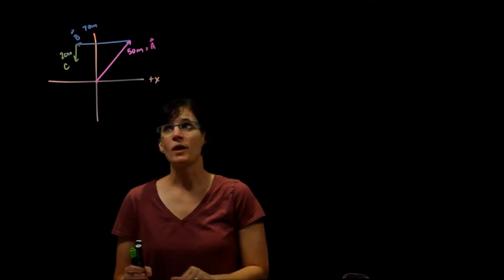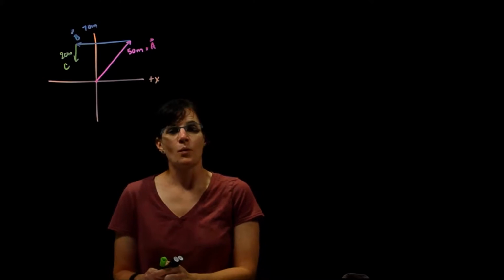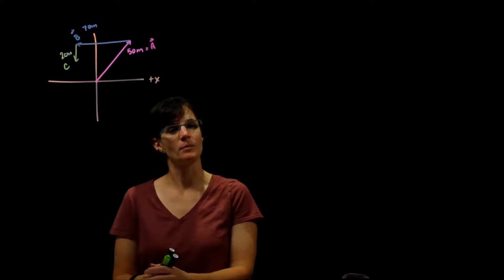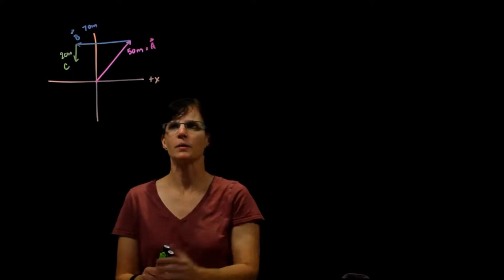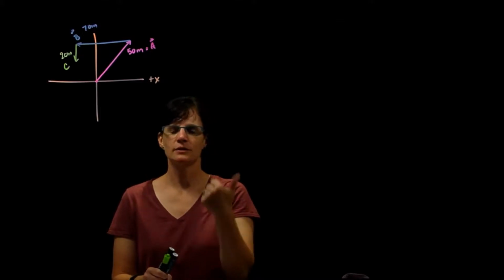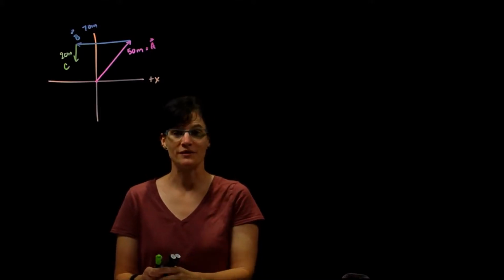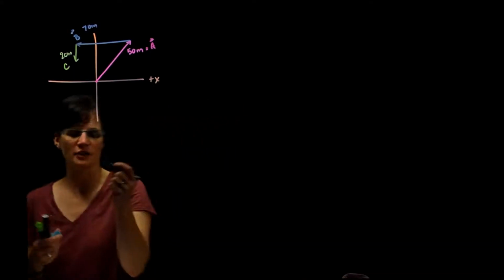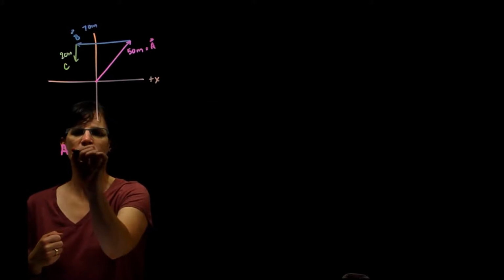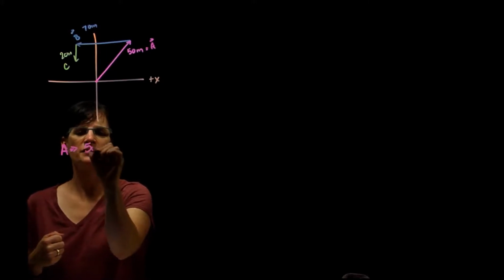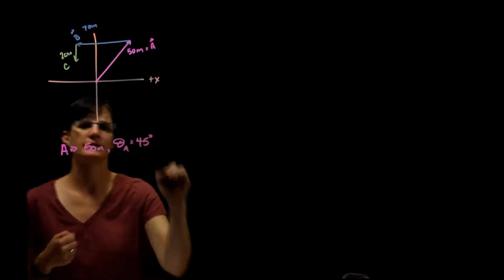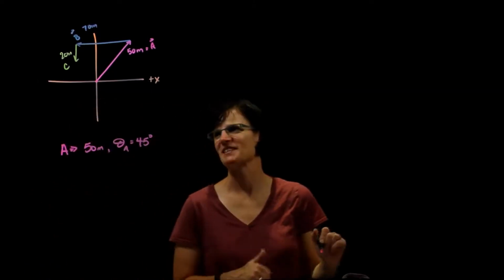Part B says, what are the vectors in component form, or the resultant vector? So to get the resultant vector in component form, or just in its x and y coordinates, as we've been doing, we have to add all the x components and all the y components of the three vectors. So let's look at vector A first. Vector A has a magnitude of 50 meters, and it has an angle of 45 degrees, right between north and east, so that northeast value.